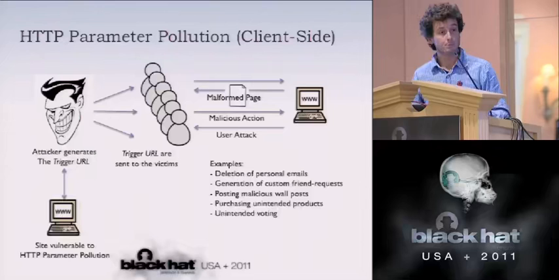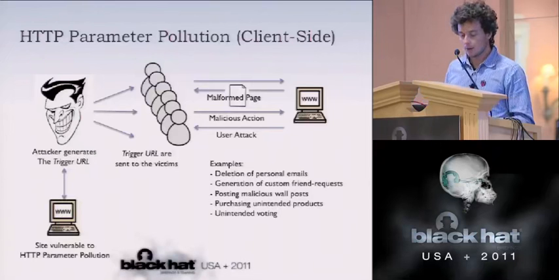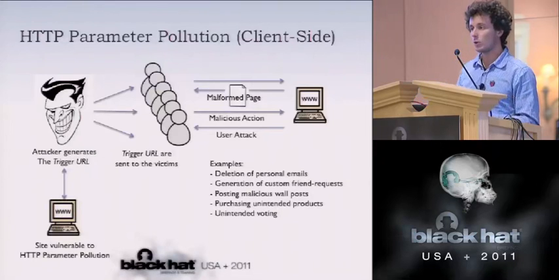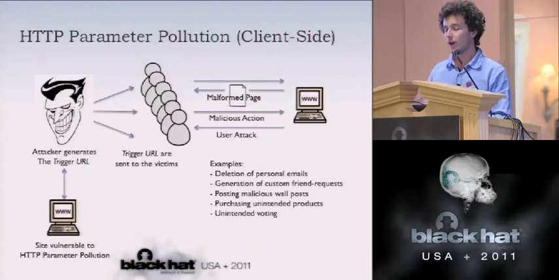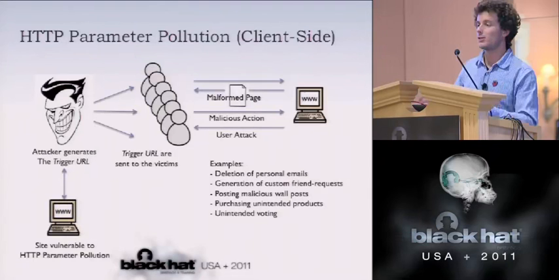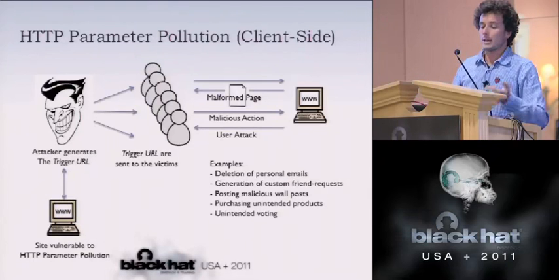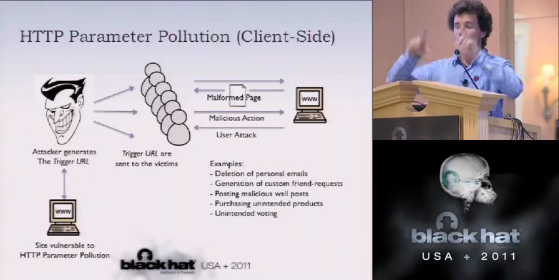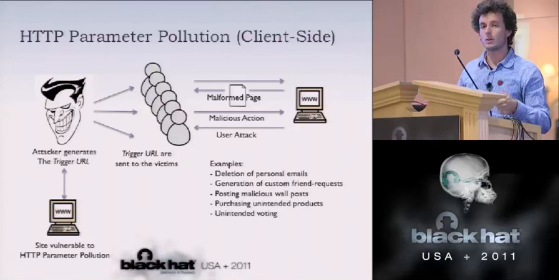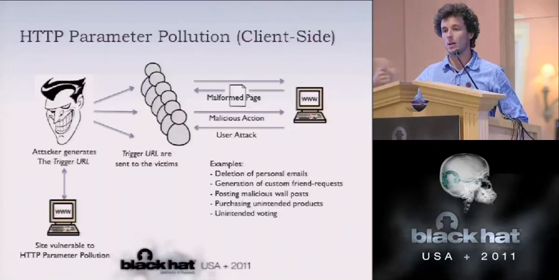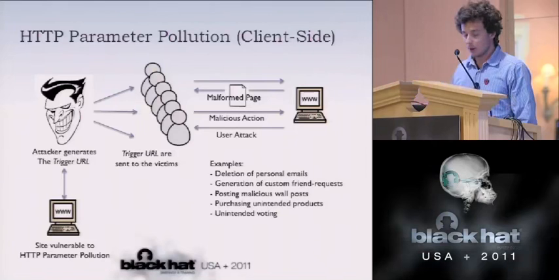And what you can do with a client-side attack, you can, for example, force your victim to delete their personal emails. On a social network, you can automatically generate a friend request. So when the victim clicks on this link, you automatically generate, for example, a friend request to the attacker. Or you can have their wall of a social network compromised with unintended content.